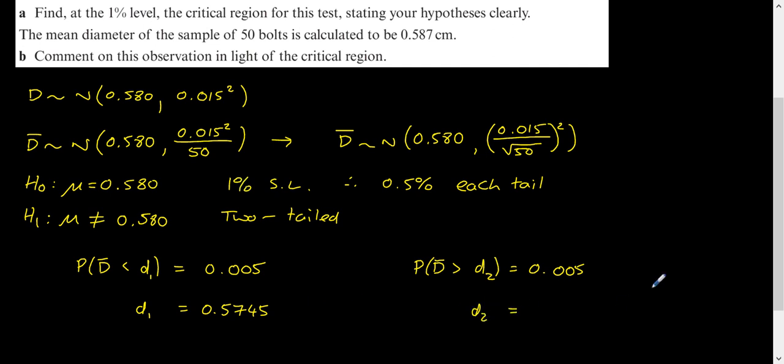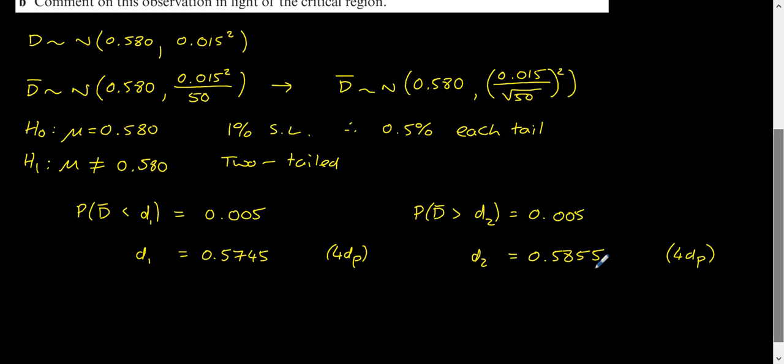D2, if you're using the class whiz, you're going to find the area to the left. This is the area to the right. So we're going to take that from 1, and our area will be 0.995, and everything else will stay the same. If you're using the CG50, you can just adjust the tail to be right instead of left. So we have 0.5855, both to 4 decimal places.